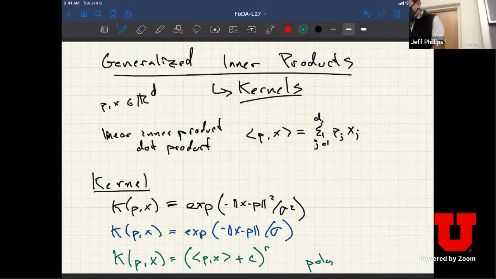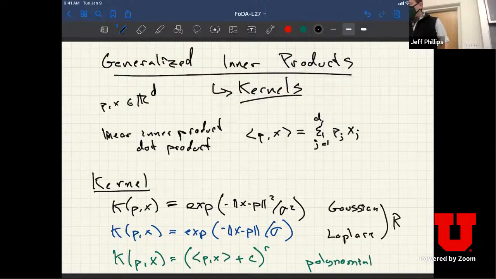Okay, this is a polynomial kernel. This is typically called, if this is a Gaussian, this one is the Laplace, and both of these are typically called RBF kernels. Usually people are referring to the first one, the Gaussian one, but this one is also a radial basis function kernel. It kind of radiates from a point.